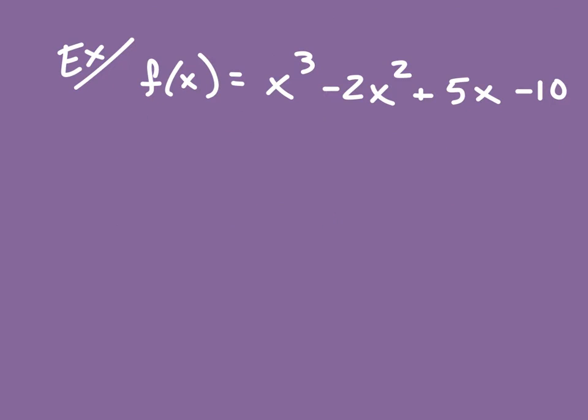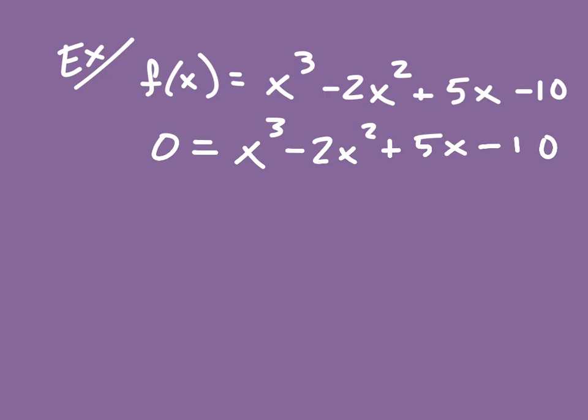On an example like this, f of x is equal to x cubed minus 2x squared plus 5x minus 10, we first want to set this equal to 0 and then go from there. I'm just going to copy everything down. The next thing I want to do is group my first 2 terms together, and then group my last 2 terms together.